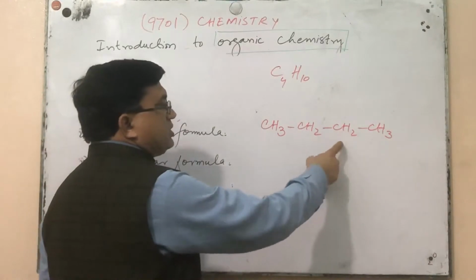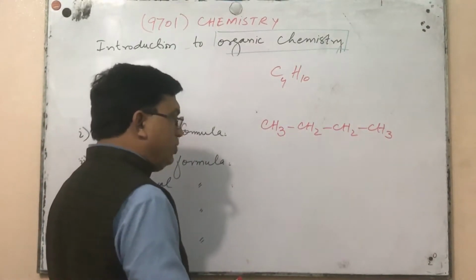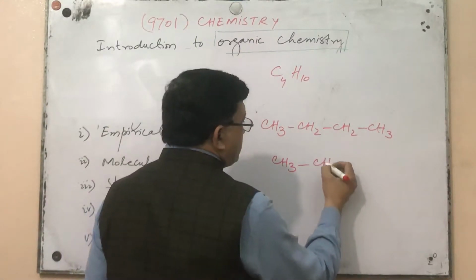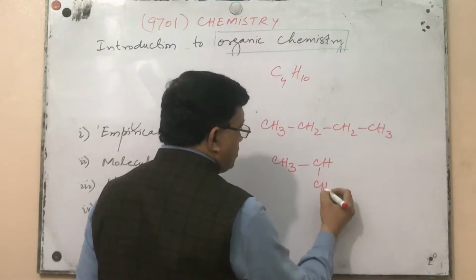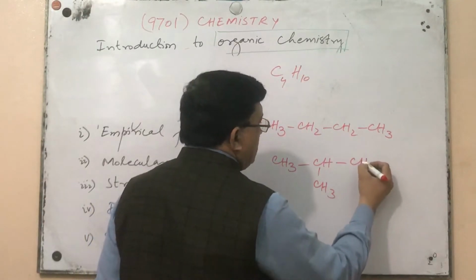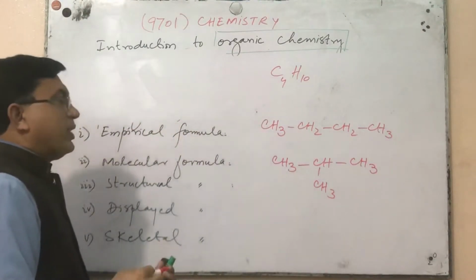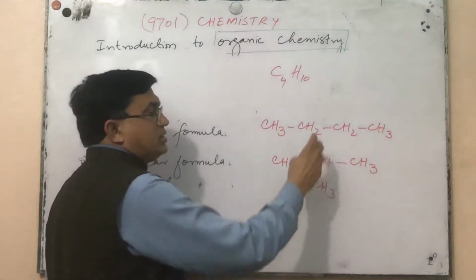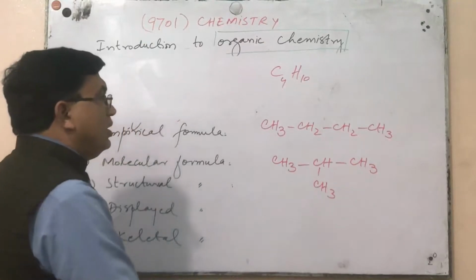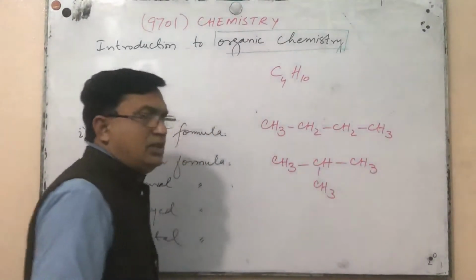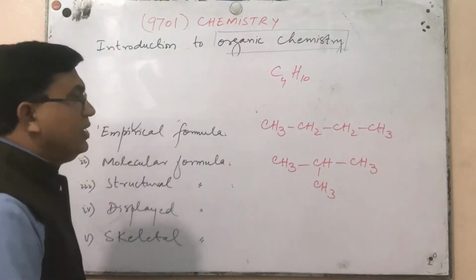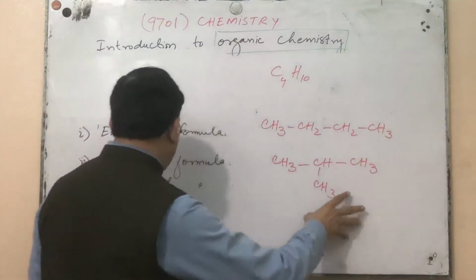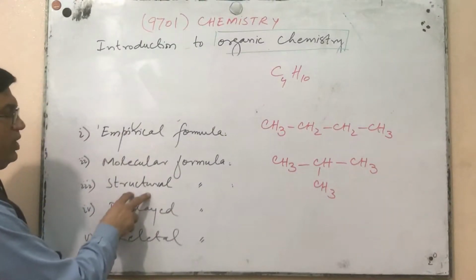This is the structural formula for butane. Now, this can also be written as CH3, CH, CH3 and CH3. This is also a structural formula, of isobutane. This is butane, this is isobutane. Whenever we represent all the carbon atoms along with their alike hydrogen atoms as a single separate unit, then those formulas will be termed structural formulas.